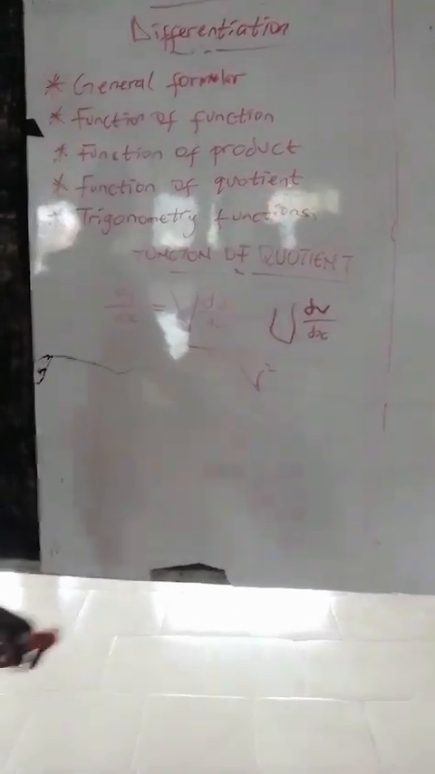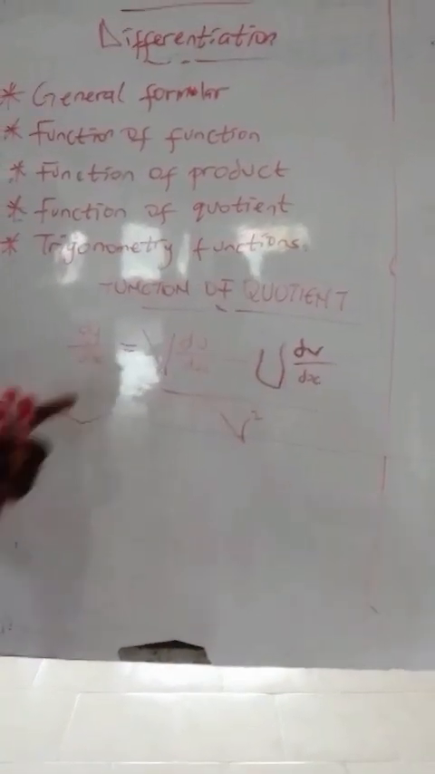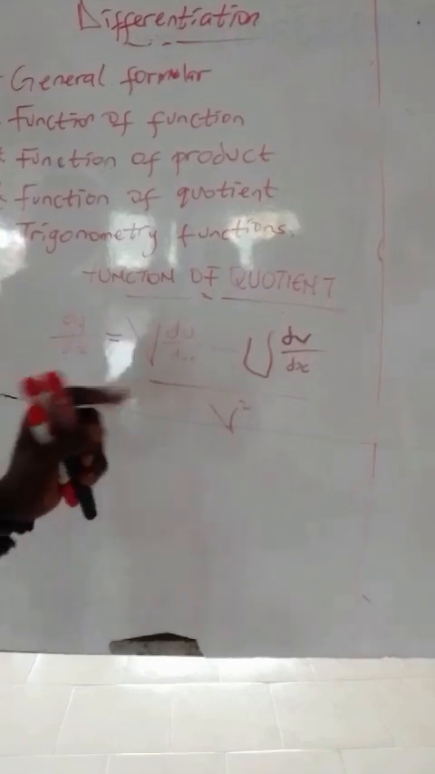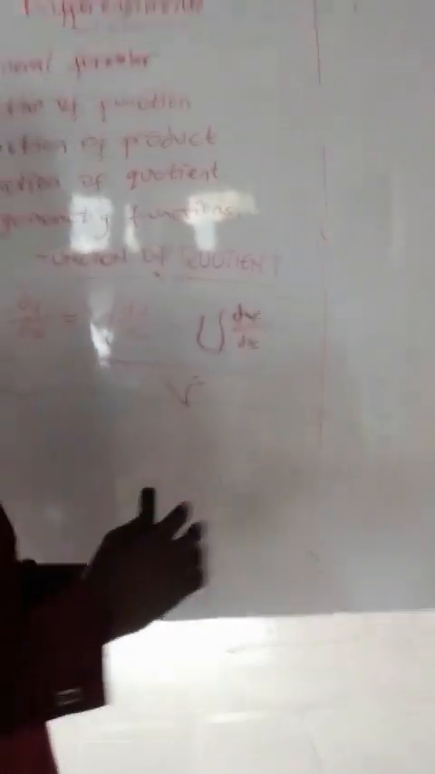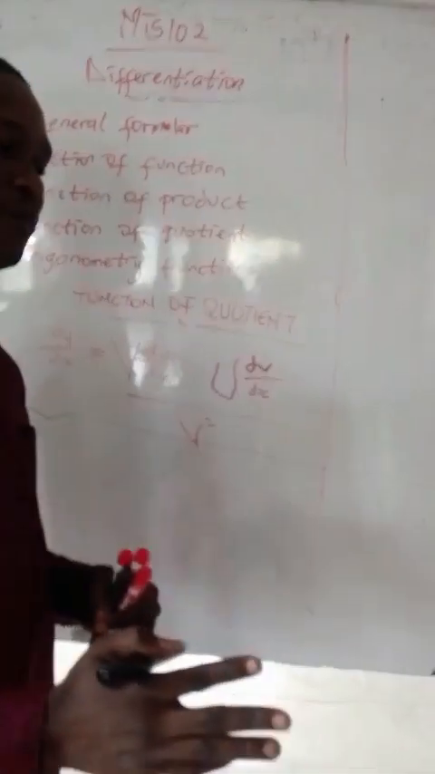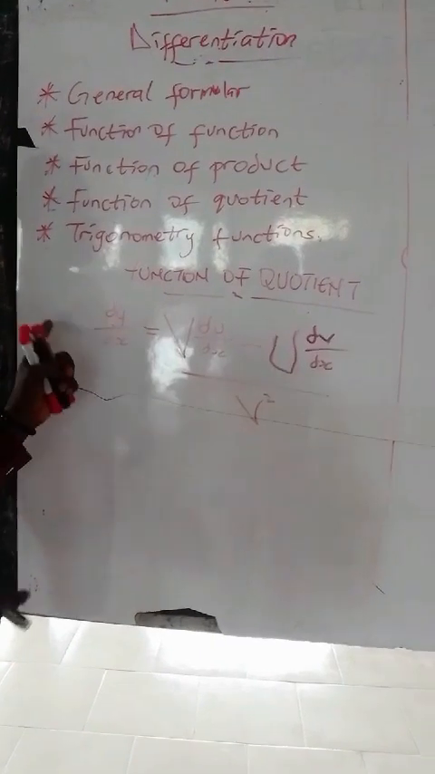Let's move to the next thing. Function of quotient: dy over dx equals v du over dx minus u dv over dx, all over v squared. You will see that all these things are kind of interwoven. This one is leading to this. Function of quotient, don't forget this.